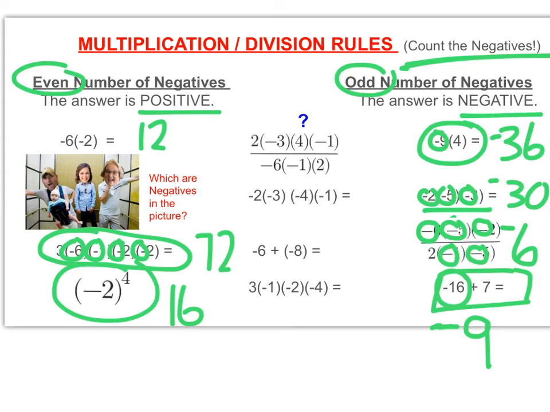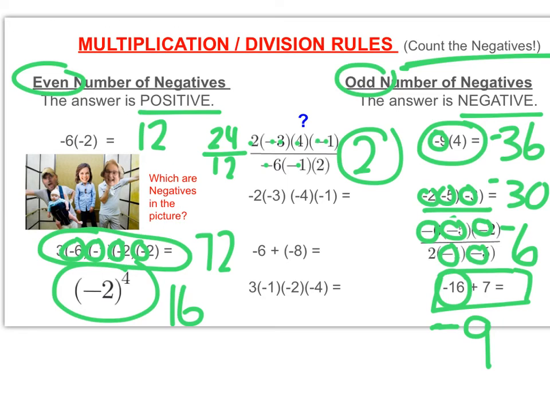All right, so let's go to this middle column. I see I have multiplication and division, so I'm going to count the negatives right away this time. I have 1, 2, 3, 4. This is going to be a positive answer. Now I just do the math. 2 times 3 is 6, times 4 is 24, times 1 is 24. So 24 on the top. And then 6 times 1 times 2 is 12 on the bottom, and 24 divided by 12 is 2. And again, I'd already counted the negatives to find out there were 4, an even number of negatives.